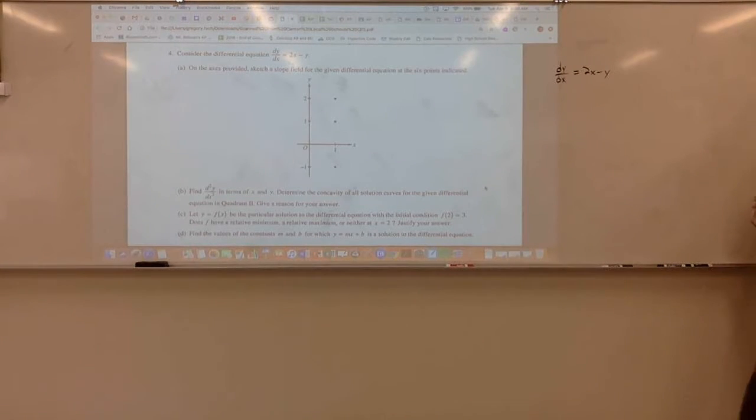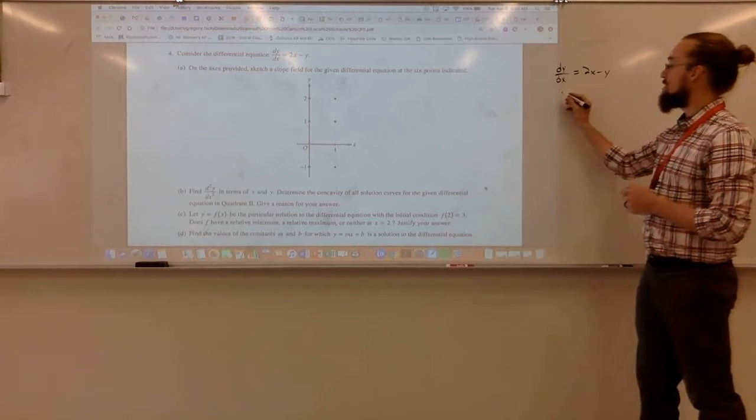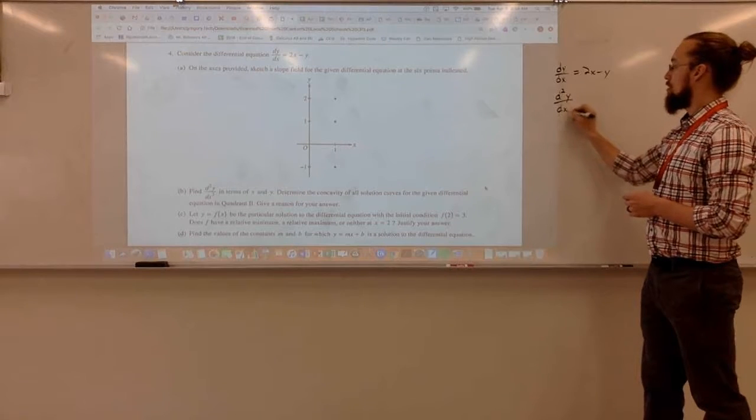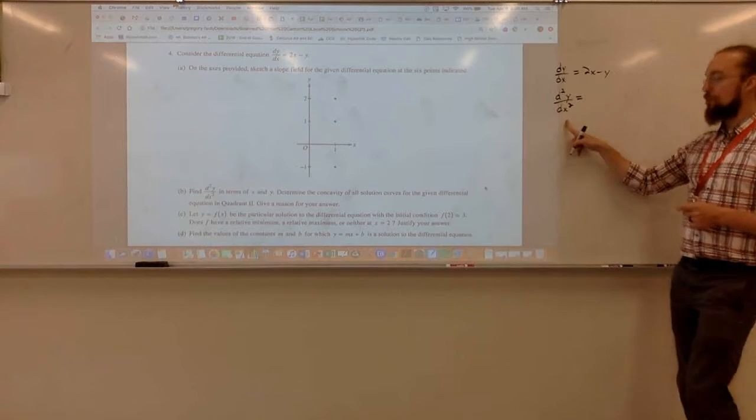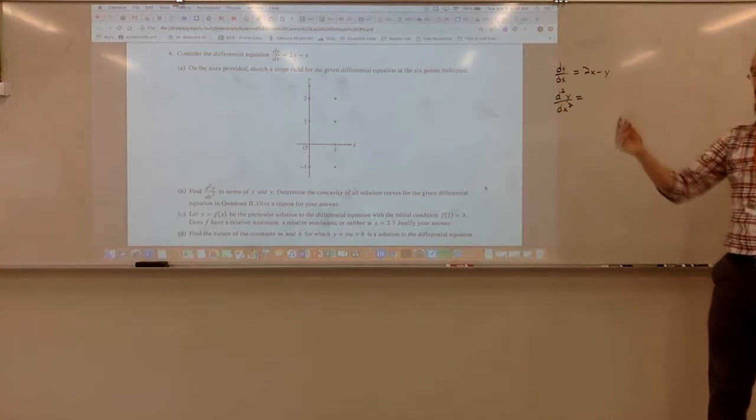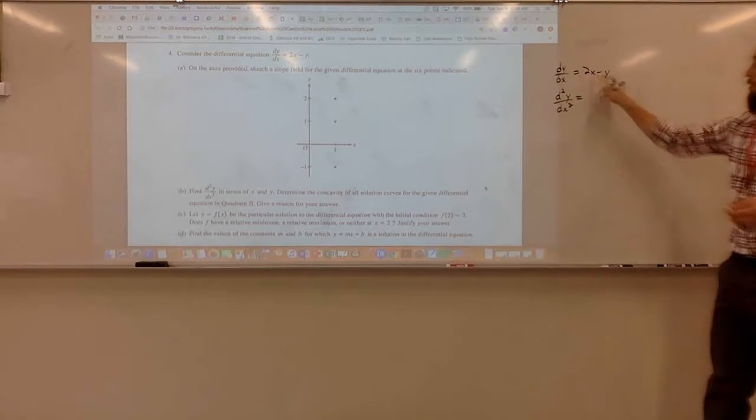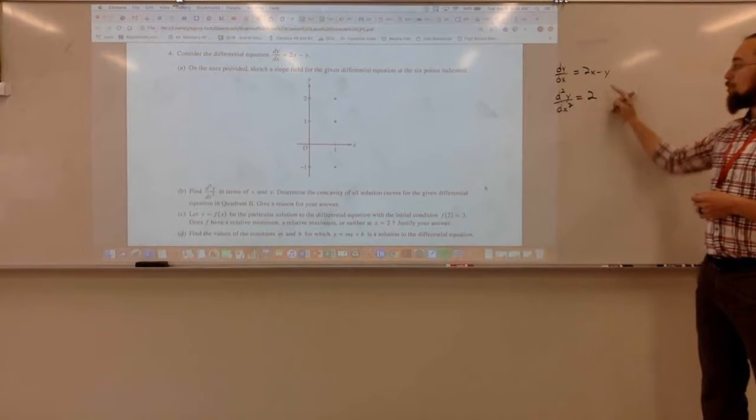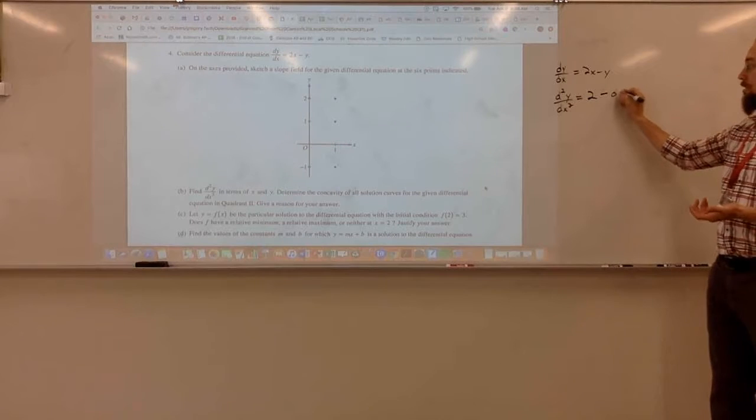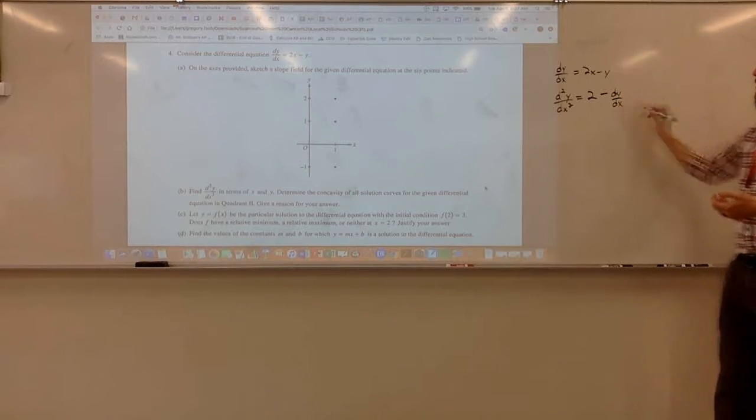That's nice. So when I take the second derivative, remember this is our notation for second derivative, right? d squared y over dx squared. The derivative of 2x would just be 2. The derivative of y would be dy/dx.